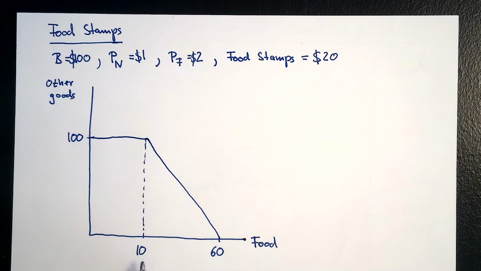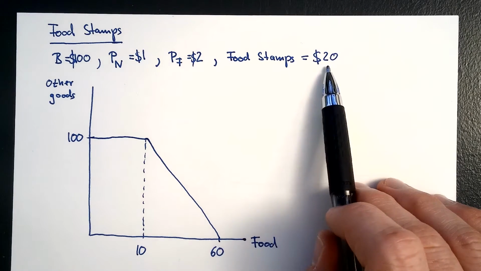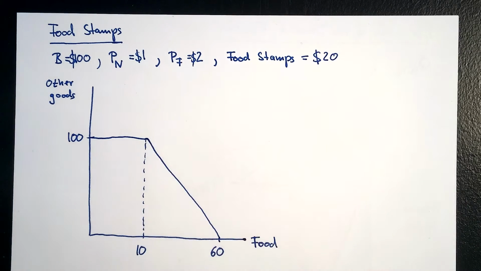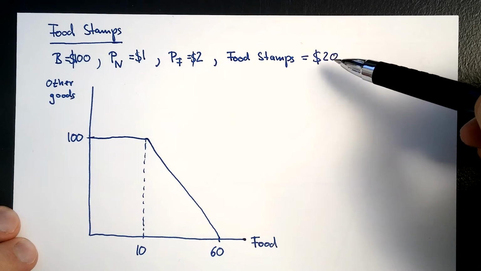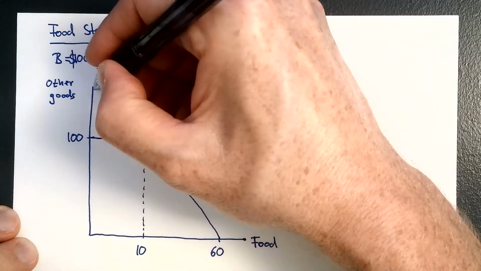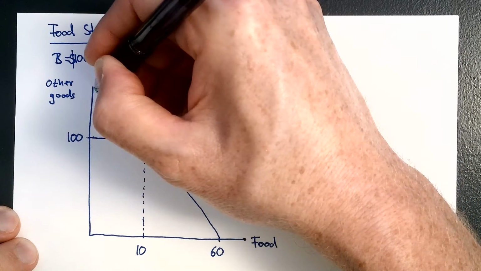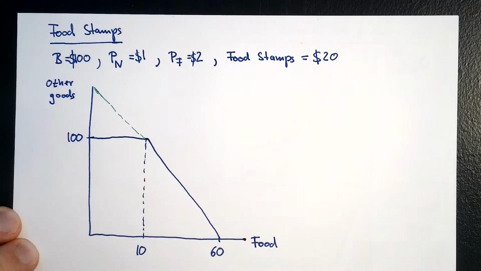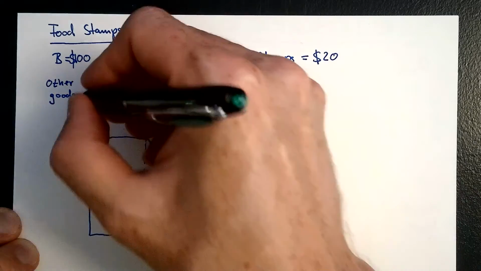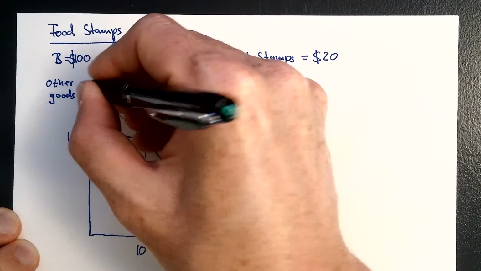Because if the consumer purchases 10 units of food, then the consumer has spent the $20, and then we are facing a normal budget constraint. Now note that if this was a cash payment, so if the $20 would simply be a transfer to the consumer, then the consumer could indeed spend $120 on other items. So up here, we would have 120. Okay?